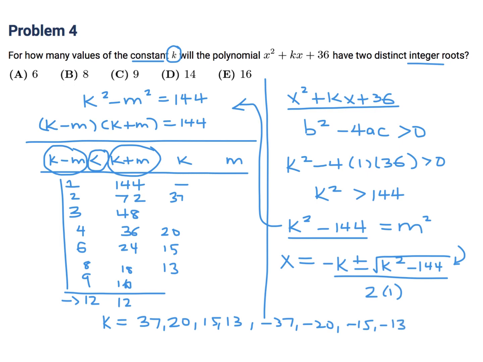And because these ones, for example, this could have been -2 and -72. And if you did that, you'd get -37. So if you add up all these guys, you have 8 values, and therefore the answer to this question is B.